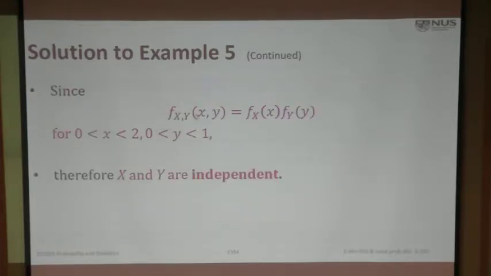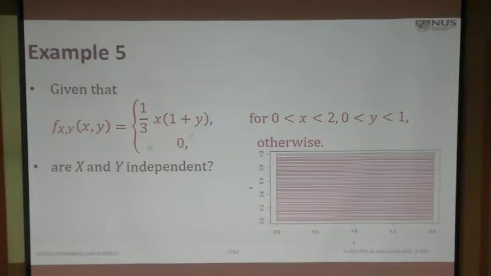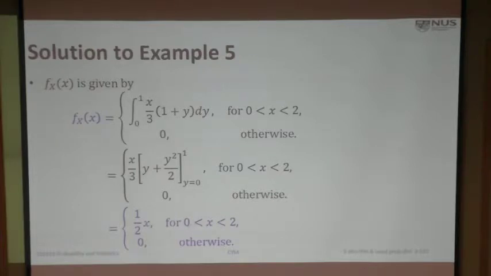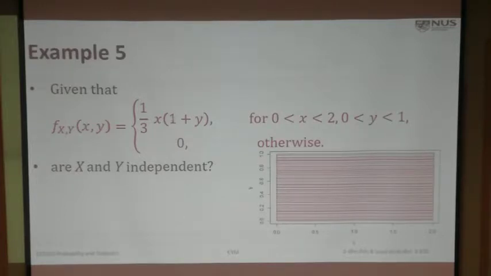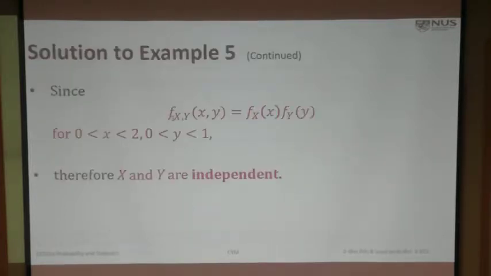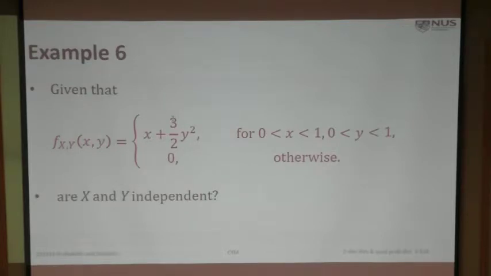Now if I take f of xy, that's 1/3 x times (1 plus y) when x and y lie in this interval. When x lies in the particular region 0 to 2, I get 1/2 x. If I multiply that by 2/3 times (1 plus y), I'll get 1/3 x times (1 plus y). And that's exactly the density function of interest. So in this scenario, whatever x and y I take, the joint PDF is equal to the product of the marginals. So precisely, the random variables x and y are independent.